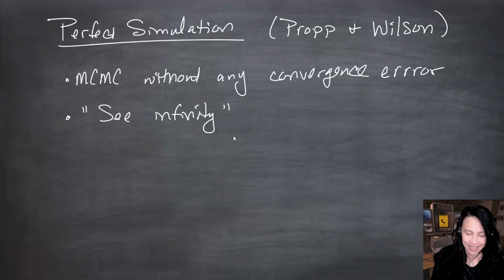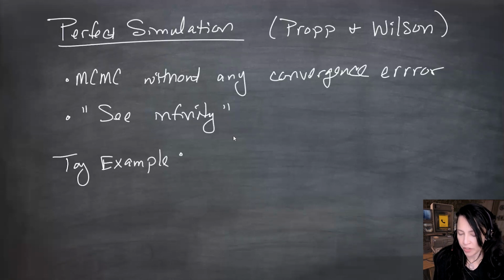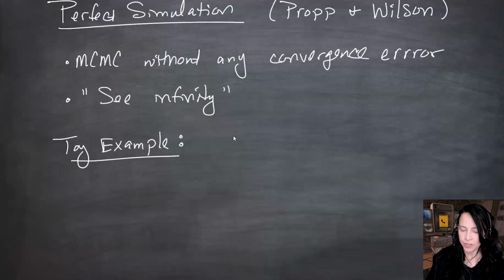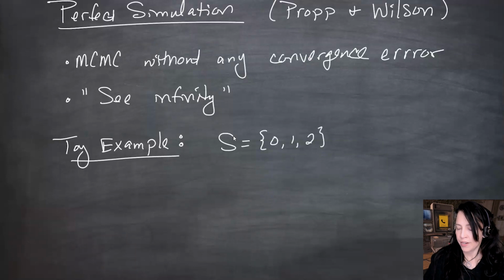So here is a toy example. This is the example that Propp and Wilson came up with, and what I spent many years of my life doing was trying to make this work for real problems. So let's go to a discrete state space, like 0, 1, and 2, with a given probability transition matrix. So like way back to the beginning of the course.